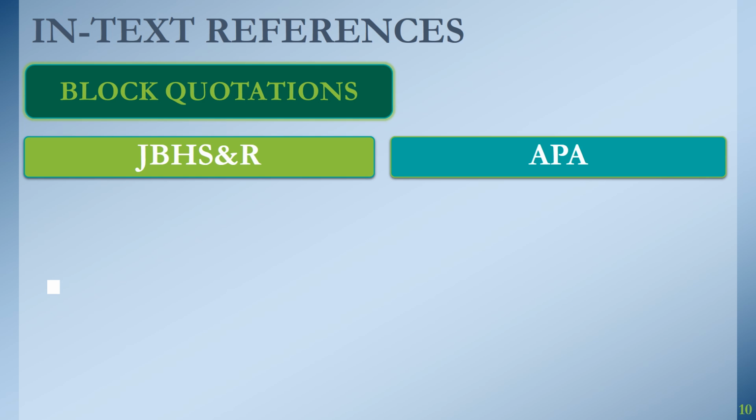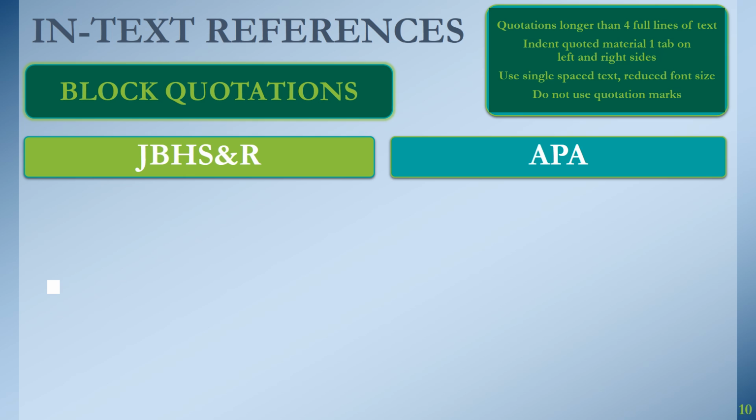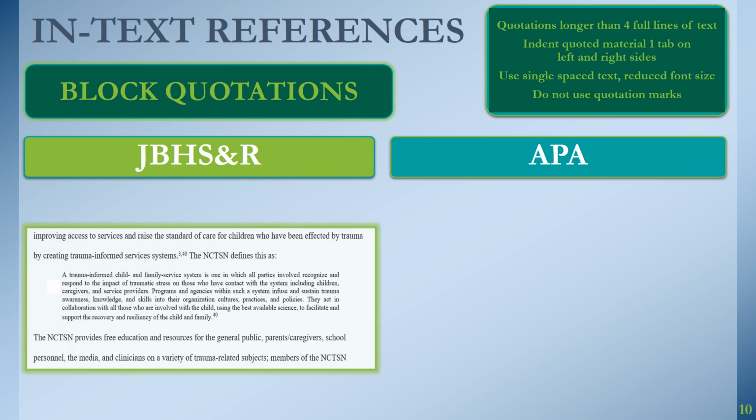And now lastly, for in-text references, block quotations. Again, you will see our key takeaways here in the right-hand corner. And as with the previous slide on in-text quotations, you'll see some similarities between APA and JBHS&R. But first, let's look at our JBHS&R example. As you can see, the block quote is indented on both sides. There are no quotation marks. The block quote is single-spaced and smaller font than the rest of the paper, and there is a superscript reference at the end of the block quote.